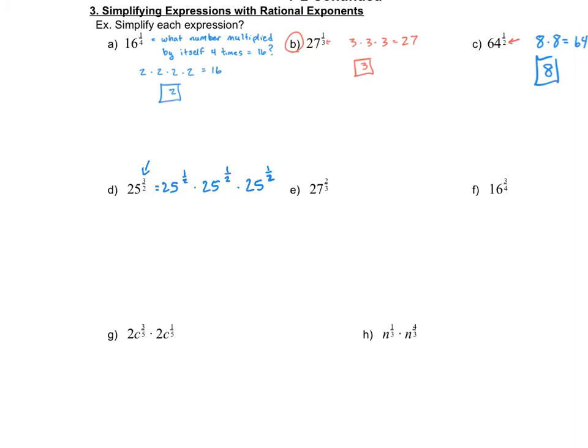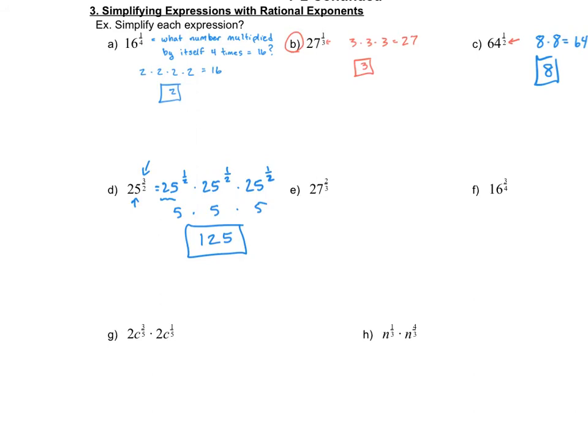So I've just expanded this expression out, and so I'm asking myself here, what number multiplied by itself twice is going to give me 25? Well, that is 5. 5 times 5 is 25. So each of these answers is 5. And therefore, when we simplify this entire expression, it becomes 5 times 5 times 5, which is 125.